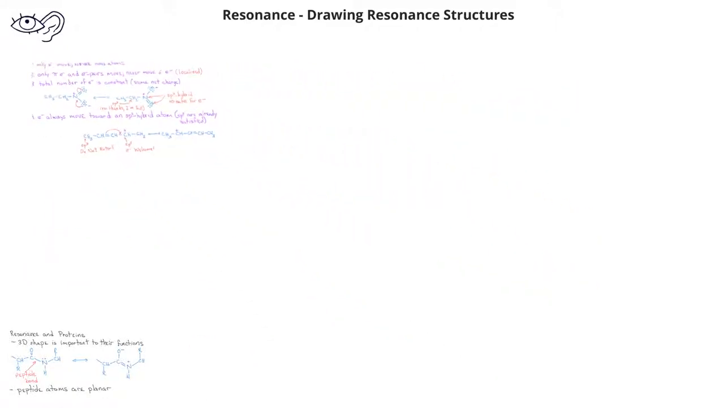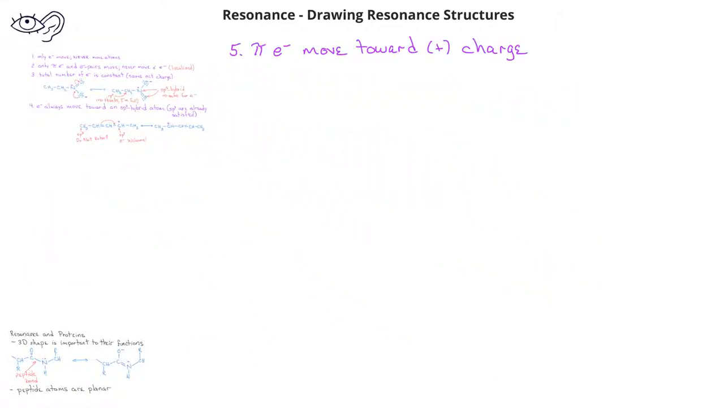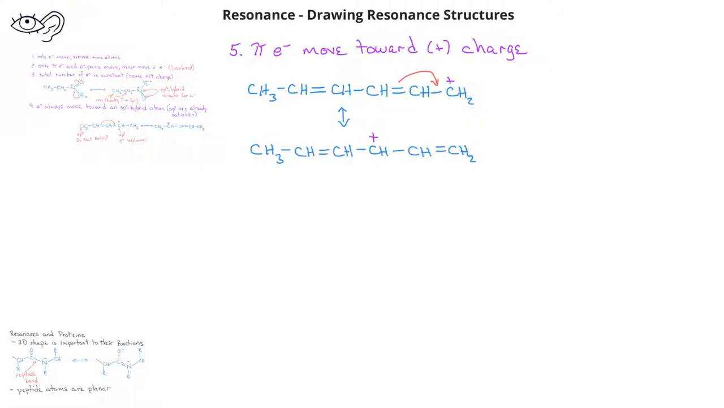The fifth rule says that pi electrons will move toward the positive charge. In this example, we see that the pi electrons furthest to the right can either move to the left toward the middle sp2 hybrid carbon, or they could move toward the carbocation on the right. Because of this rule, the pi electrons furthest to the right will move to the right toward the carbocation. This will generate another resonance form, sometimes called another resonance contributor, which has the positive charge, the carbocation, on the third carbon from the right.